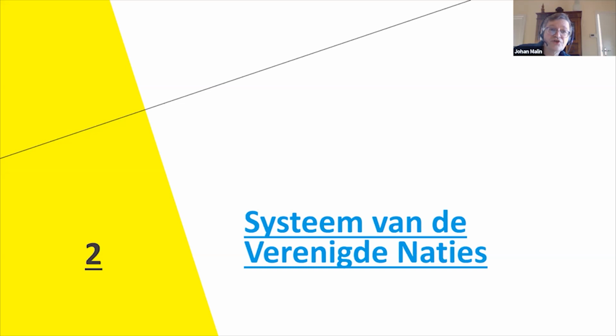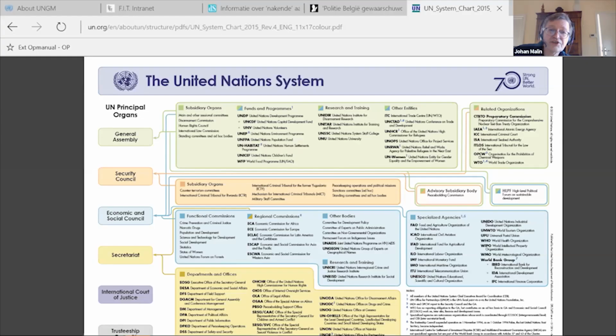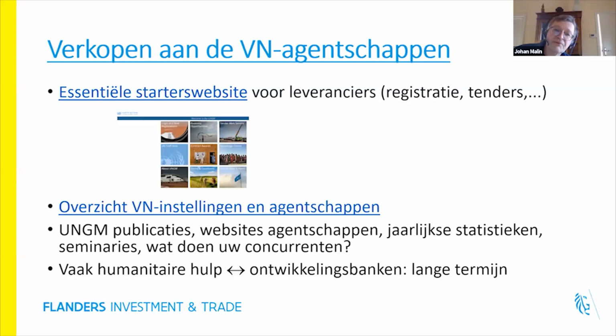So I go quickly to the United Nations now. I already told you there's a lot of agencies within the United Nations. You see the overview here, just to give you an impression of how many there are. Belgium works especially with UNICEF. UNICEF is the biggest market for Belgian companies, but this is only because Belgium produces a lot of vaccines, and UNICEF buys a lot of vaccines.